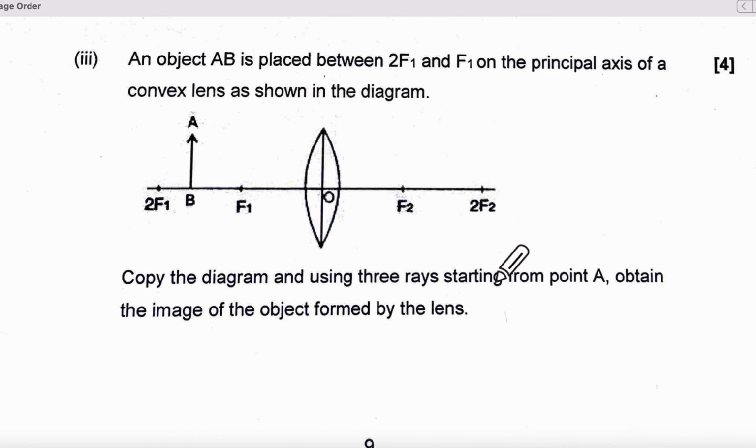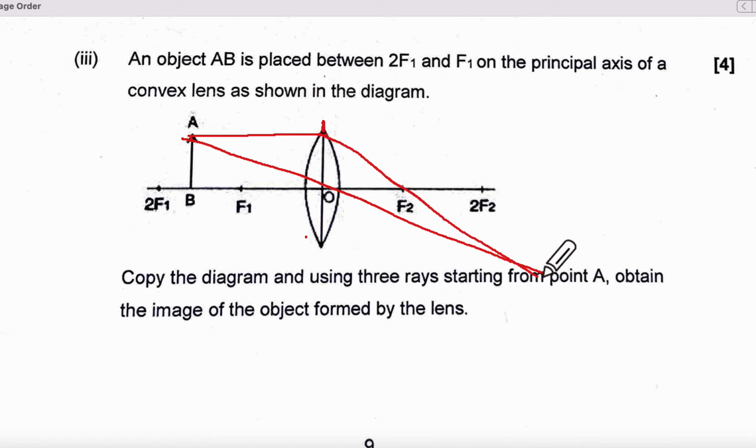Now they are telling you, copy the diagram and use 3 rays starting from A. Can you find 3 rays? Now this has to be slightly bigger when you are drawing. It is going to be here. So one ray will be this way. The second ray will be like this. Understanding? And the third ray. How can you take 3 rays? They are saying 3 rays starting from point A.